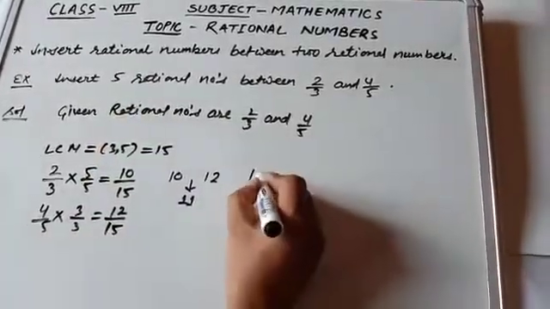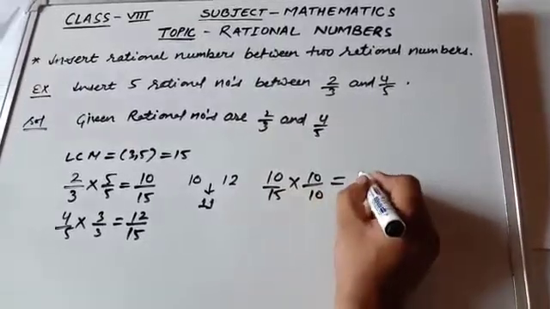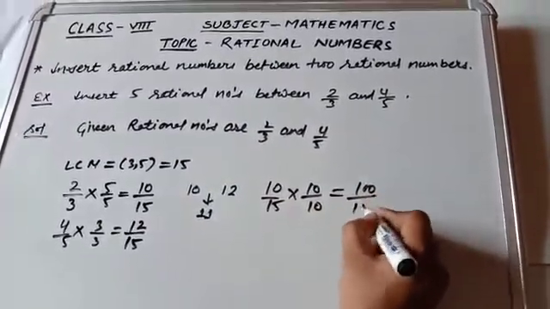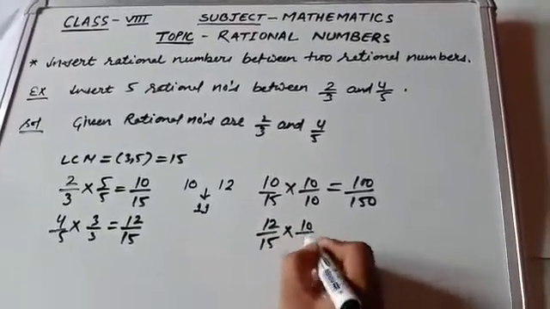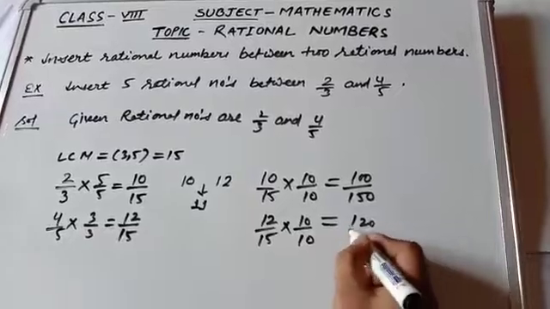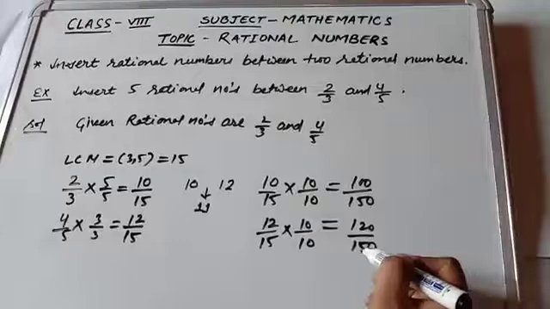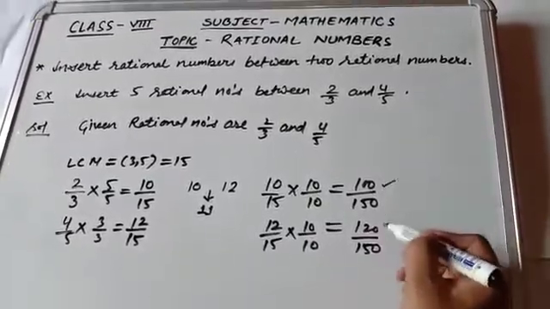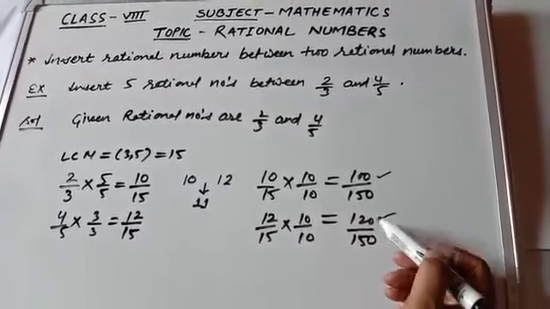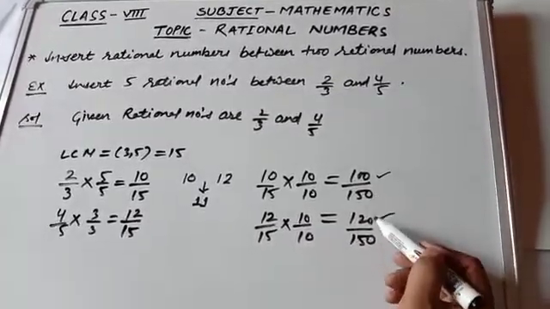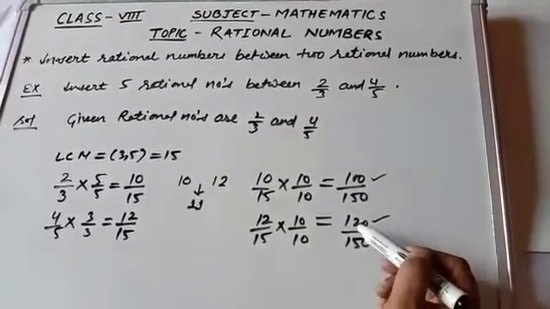So our first is 10 by 15. So we will multiply it by 10, that is 100 upon 150, and the second is 12 by 15. So we will multiply it by 10 also, that is equal to 120 upon 150. Now students, we have the same denominator. Now look at the numerators. We have one numerator 100 and the second is 120. Now we can put 19 rational numbers in between these two rational numbers, from 101 to 119.